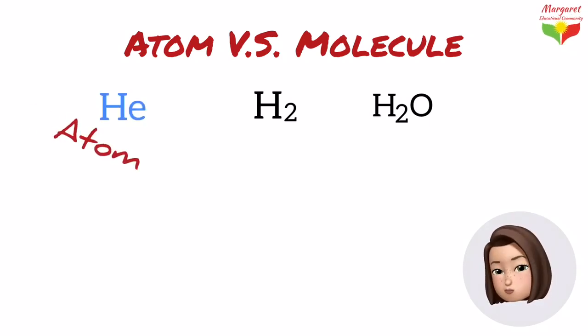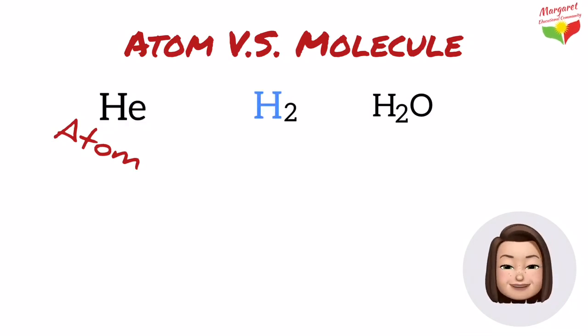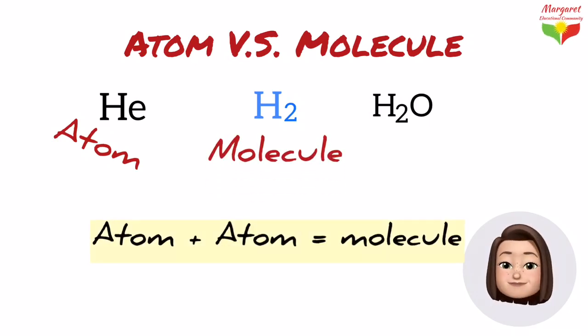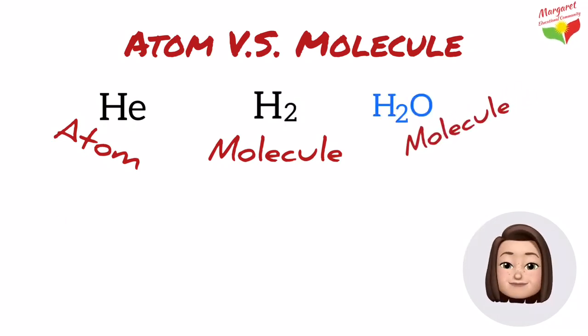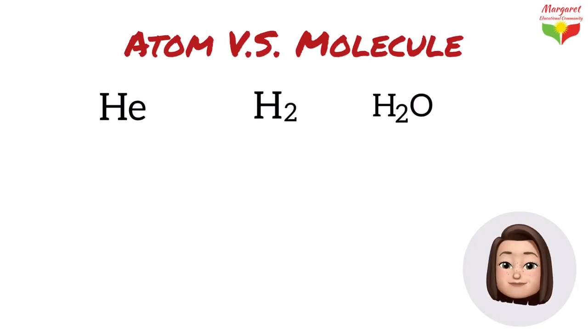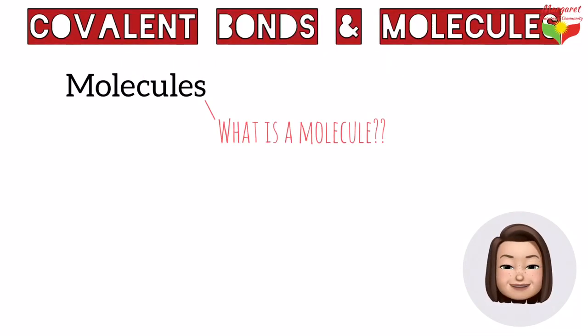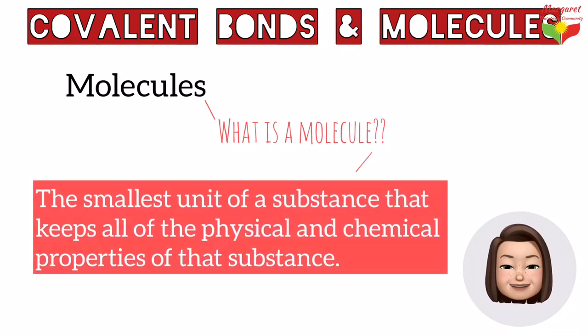Helium is composed of atoms. Each particle of helium is made up of one atom of helium. A particle of hydrogen gas is a molecule. One particle contains two atoms. A molecule is basically a particle with multiple atoms. Water is a molecule. You have an oxygen atom and two hydrogen atoms. So one molecule is basically a particle with many atoms. It could be made of the same type of atom or different types of atoms. So let's define molecule. A molecule is the smallest unit of a substance that keeps all the physical and chemical properties of that substance.